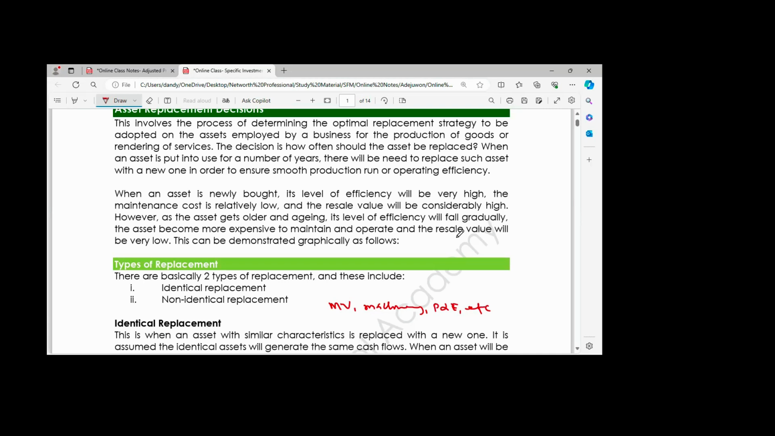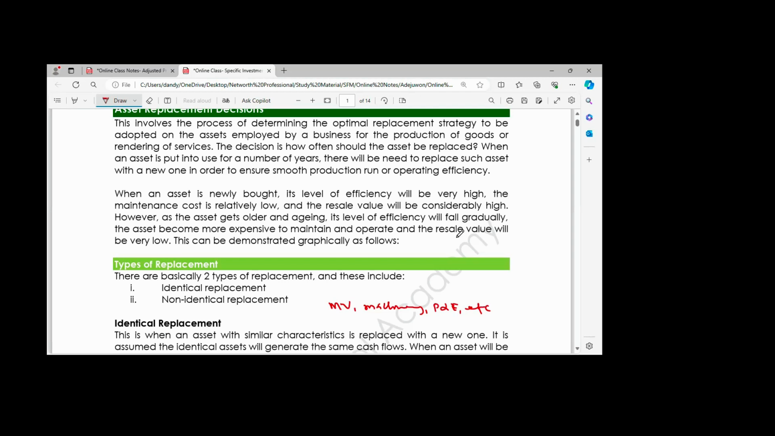Therefore, how do you then determine the optimal replacement strategy? Before we get to how to determine the optimal replacement strategy to be adopted by an organization, you need to know what the types of replacements are. We have identical replacements. There are also non-identical replacements. The identical replacement will arise when an asset with similar characteristics is being replaced. For example, Toyota for Toyota, Hyundai for Hyundai, generator with generator of the same brand. So this is identical replacement. The non-identical replacement will occur when an asset is being replaced with a different one.